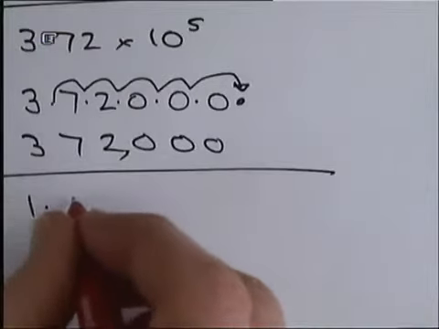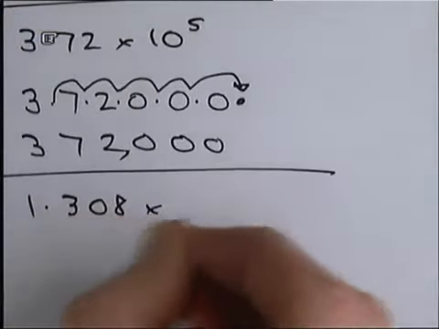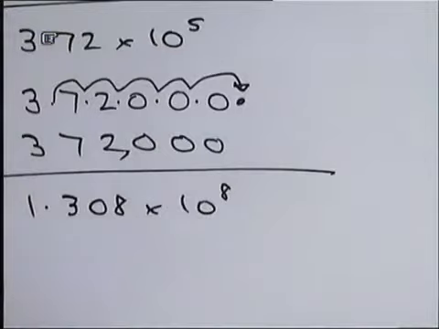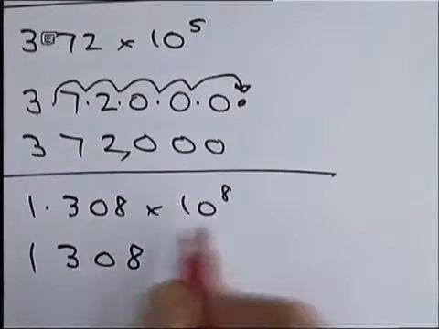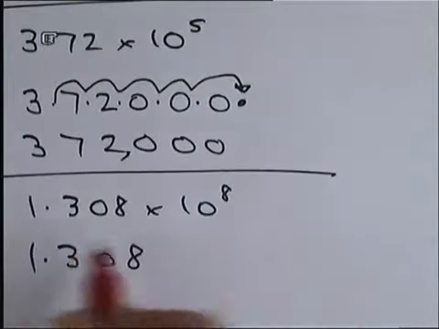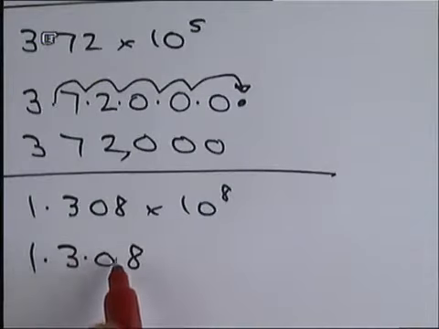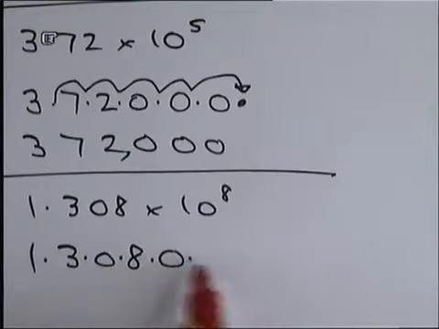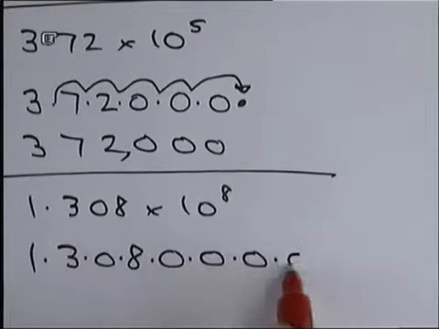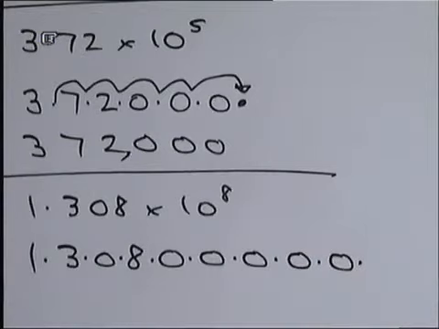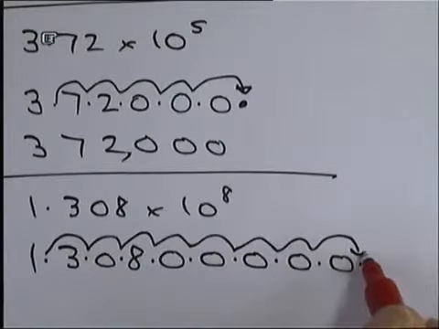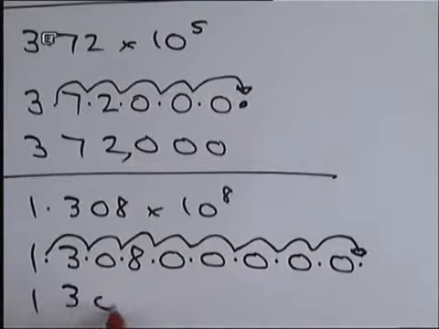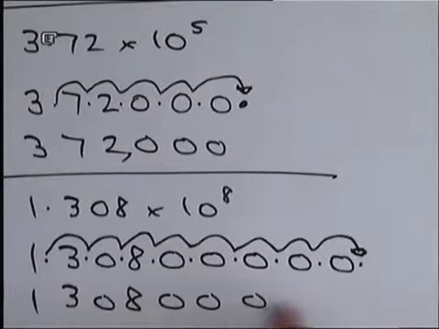So if I look at another one, 1.308 times 10 to the 8. I write down my 1308. My decimal point started here. I've got to move it 8 times. Move it once, twice, 3 times, 4 times, 5 times, 6 times, 7 times, 8 times. Let's just check. I've moved it 1, 2, 3, 4, 5, 6, 7, 8 times to go there. So that's my answer. 1308, 0, 0, 0, 0, 0.